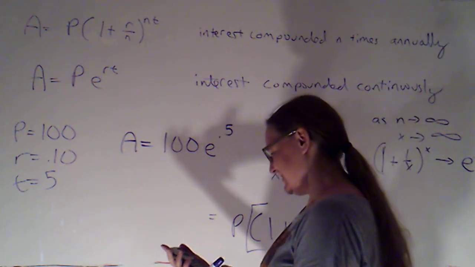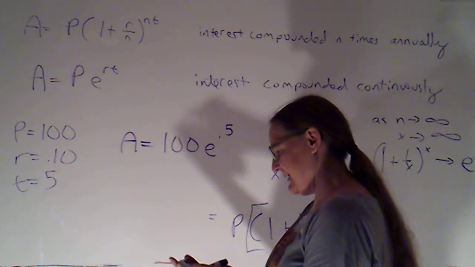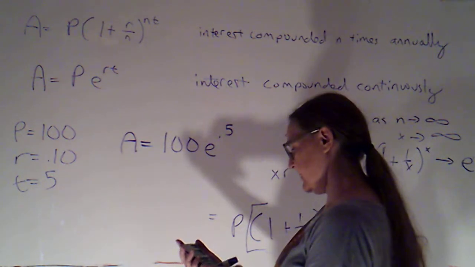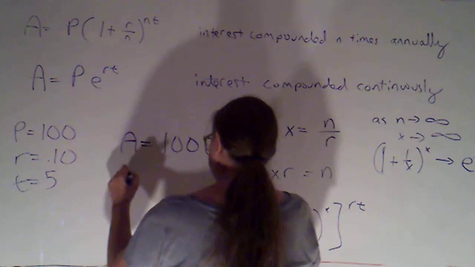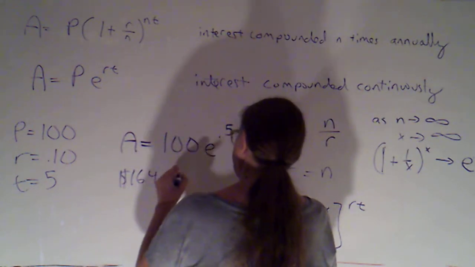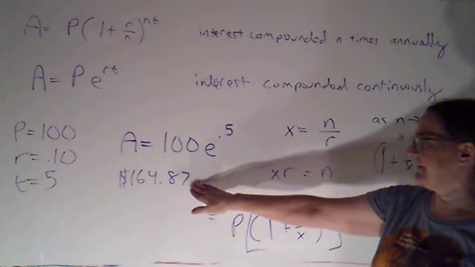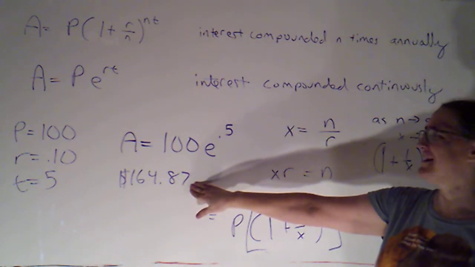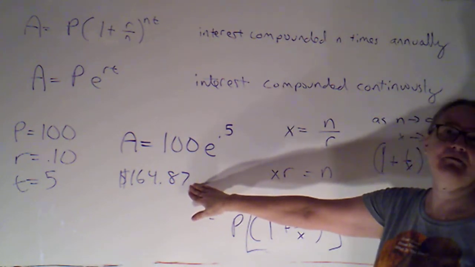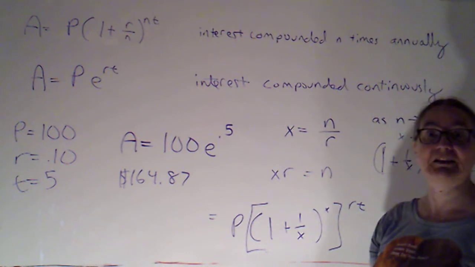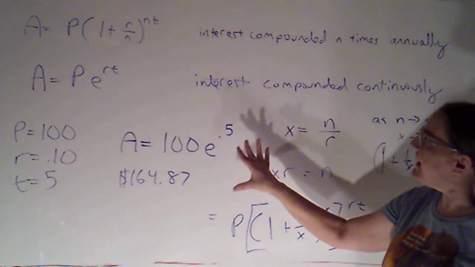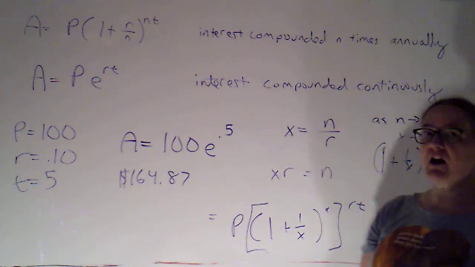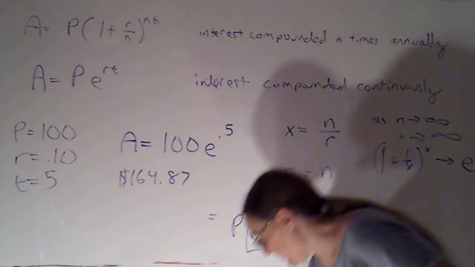All right, so let's see. We would take 100 times e to the 0.5, and I'm getting $164.87. And if you remember, that's a little bit more than what we got when we calculated what we'd have if we worked with it monthly. Okay. All right, so interest is a major application of exponential functions.